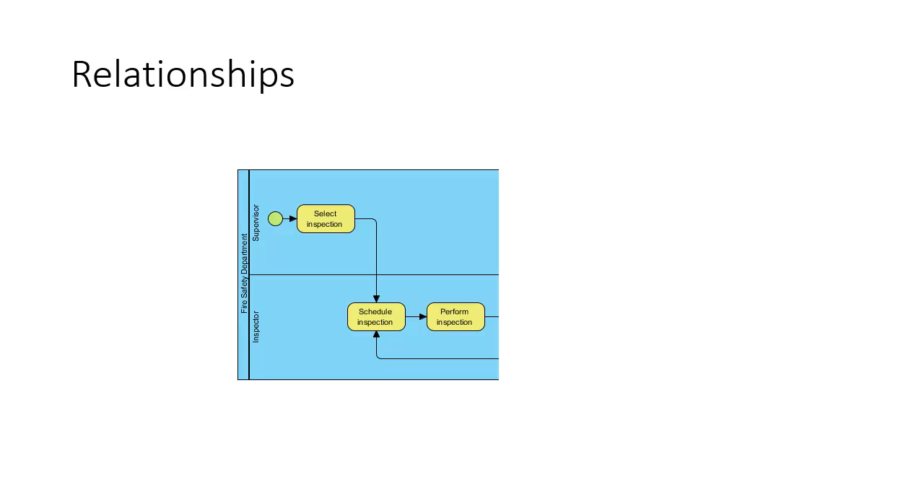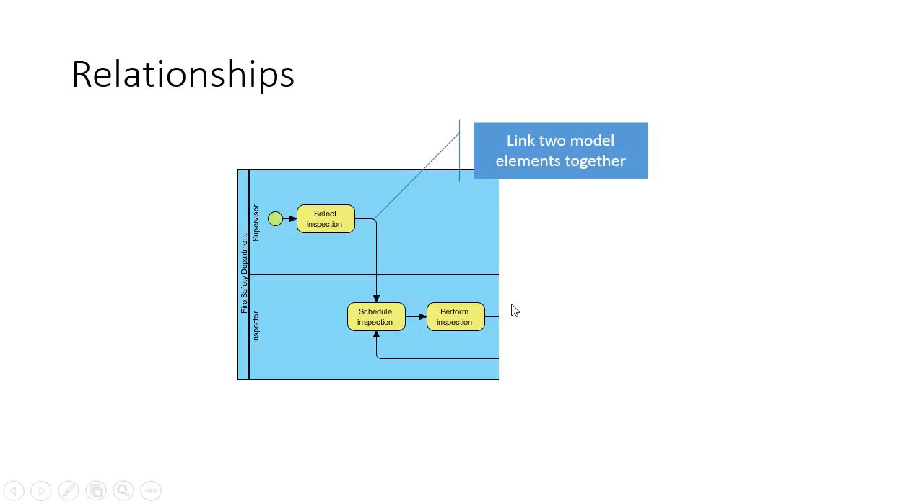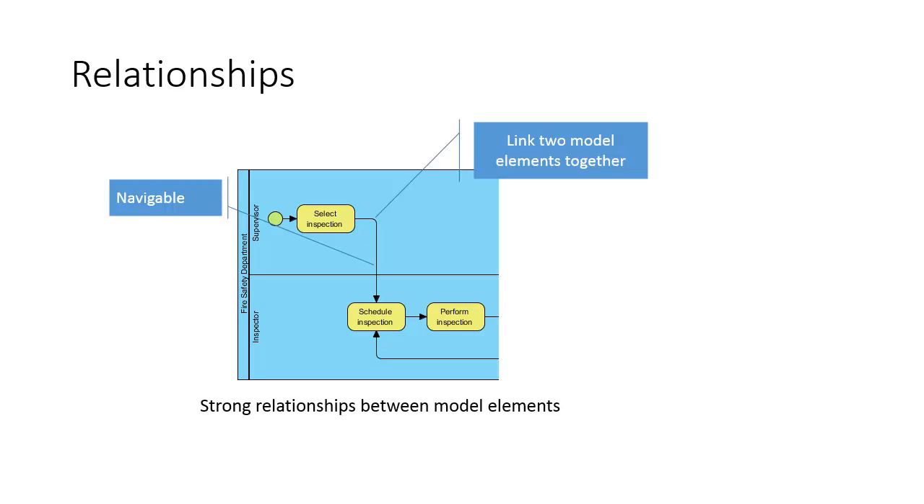This is a portion of a business process diagram. Here you can see we use the relationship to link up 2 tasks. In this case, the select inspector will be performed by the supervisor. After he is done with the select inspections, he will pass the inspections to the inspector to perform and schedule the inspections. And here it means also navigable. After this task is done, we will go through to the other tasks. And this is a strong relationship between model elements.